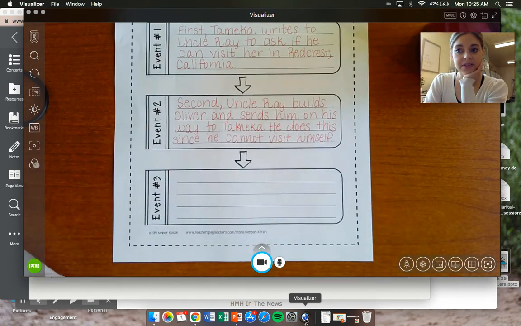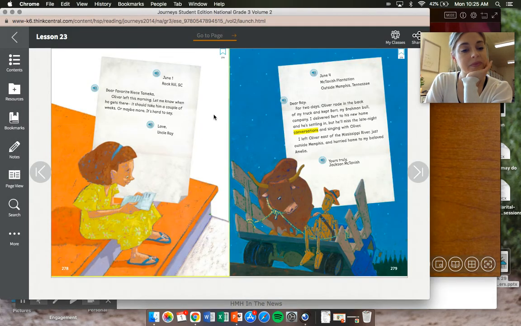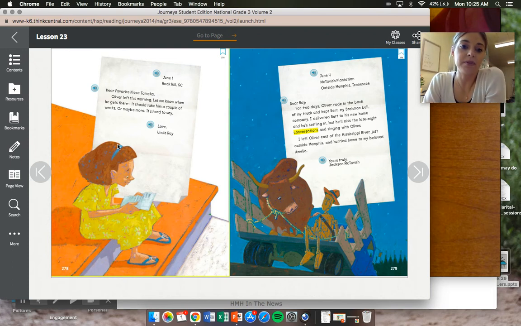All right, so the third thing that we can do, let's see. June 1st, Rock Hill, South Carolina. Dear favorite niece, Tamika. Oliver left this morning. Let me know when he gets there. It should take him a couple of weeks, or maybe more. It's hard to say. Love, Uncle Ray. So that is what Uncle Ray writes to Tamika on June 1st and tells her to be looking out for Oliver.